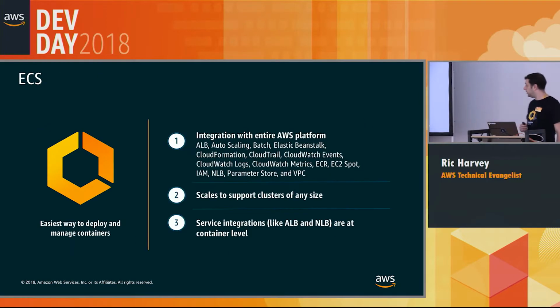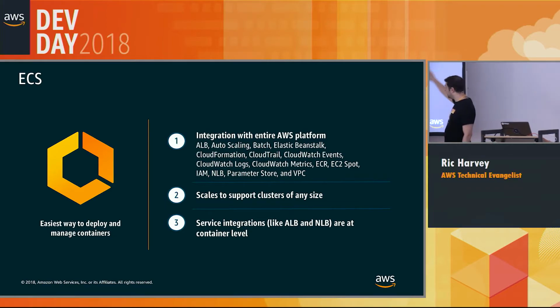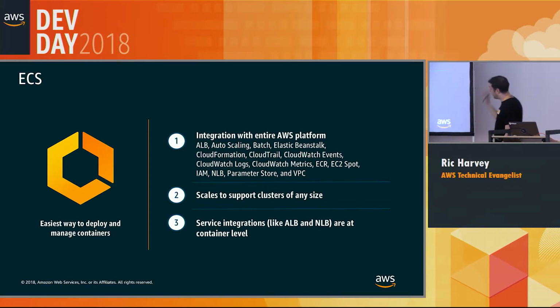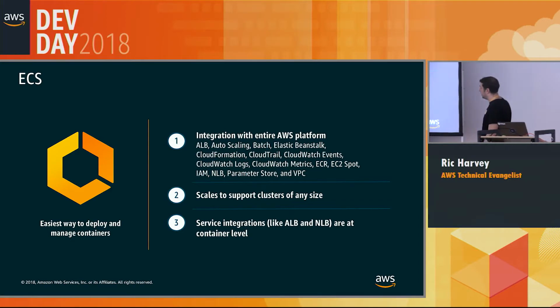So let's dive a little bit deeper here. ECS, why is it good? Great integration with the entire AWS platform. It links in with all these services that we're looking at here. It scales to support clusters of any size, and there are great service integrations with ALBs and NLBs.